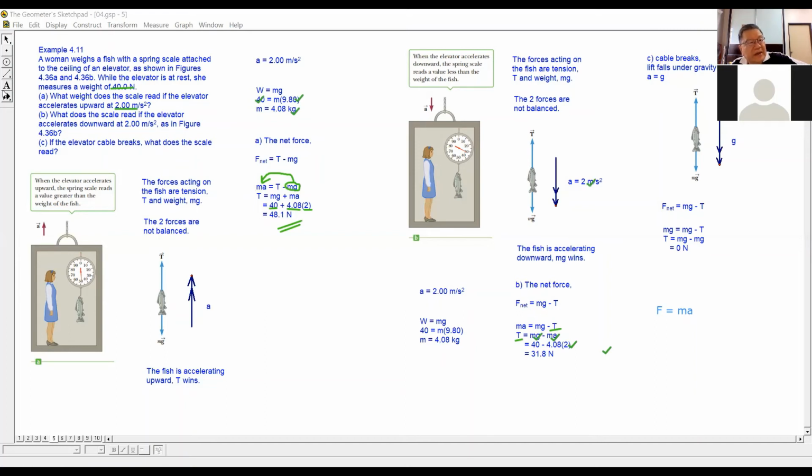The last case, they say the cable of the elevator breaks. What is the reading on the scale? Okay, so when the cable that is holding this one, we are talking about this cable here, when this cable is cut or is broken, then it will be a free fall. The whole thing will fall down freely due to gravity. And if it is free fall, the acceleration will be g.